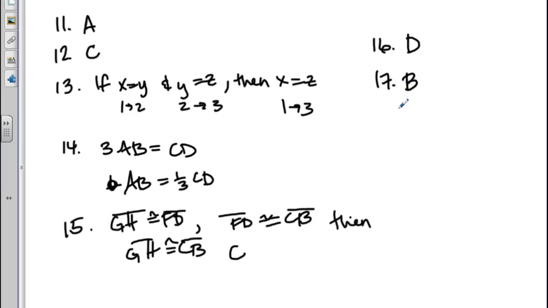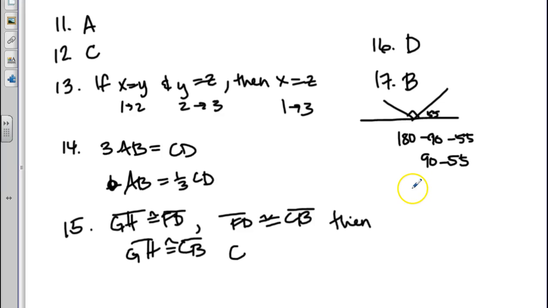On that picture, AFE, we're supposed to find the measure of AFE, and they tell you the measure of BFC is 55, and they want AFE. So those add to be, it kind of looks like this. They tell you this is 90 degrees and this is 55. So this one has to be 180 minus 90 minus 55, or maybe you just saw it and did 90 minus 55. That's totally fine. And that would be B, 35 degrees. All right, number 18 is also B.